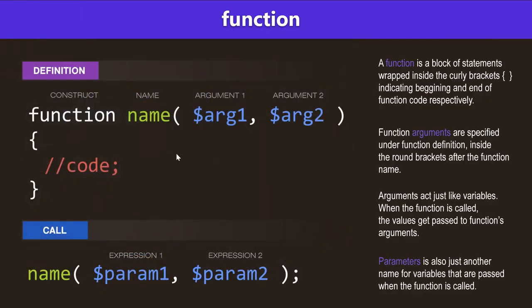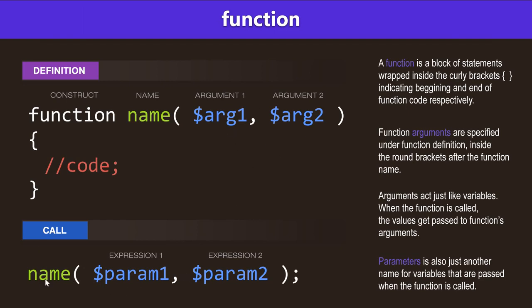Now just a quick review. We define a function using the construct function followed by the name. Inside the round brackets we have the function's arguments separated by a comma. And you can think of arguments as future placeholders for the actual values.